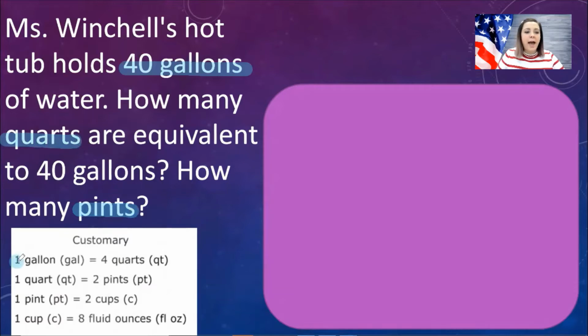So first, we're going to look at the conversion chart, and we're going to see that 1 gallon is equal to 4 quarts. So if I know that 1 gallon is equal to 4 quarts, how do I figure out how many quarts 40 gallons is equal to? Well, are gallons larger than quarts or smaller than quarts? Very good. Gallons are larger than quarts. So now we're, again, going from a larger unit to a smaller unit. So we're going to multiply.